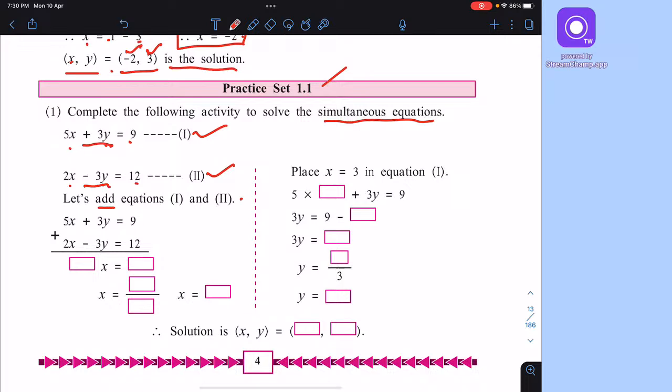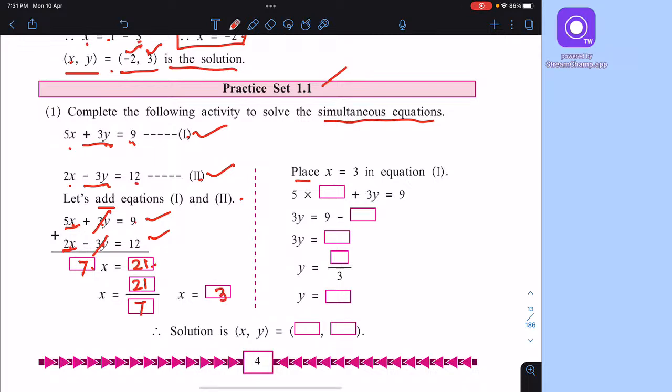So adding equations 1 and 2. The first equation is 5x plus 3y is equal to 9. Second equation is 2x minus 3y is equal to 12. Now if you add, 5x and 2x becomes 7x. Plus 3y minus 3y cuts. And 9 and 12, that is 21. Now 7x is equal to 21. If this 7 is transposed to that side, it is multiplying here, so it will divide. So this will become 21 upon 7. That is x is equal to 3.